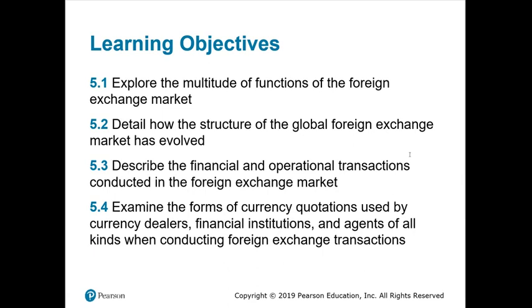Then we talk about how financial and operational transactions take place in the foreign exchange market. We talk about spot and forward exchange rate markets and how the foreign exchange market is used to eliminate currency exchange risk. And this will be discussed in section 5.3 of your textbook. And finally, section 5.4 will talk about foreign currency quotations, and how foreign currency quotations are used by currency dealers, financial institutions, and agents when they make foreign currency transactions. So, broadly speaking, these are the four learning objectives of today's lecture.